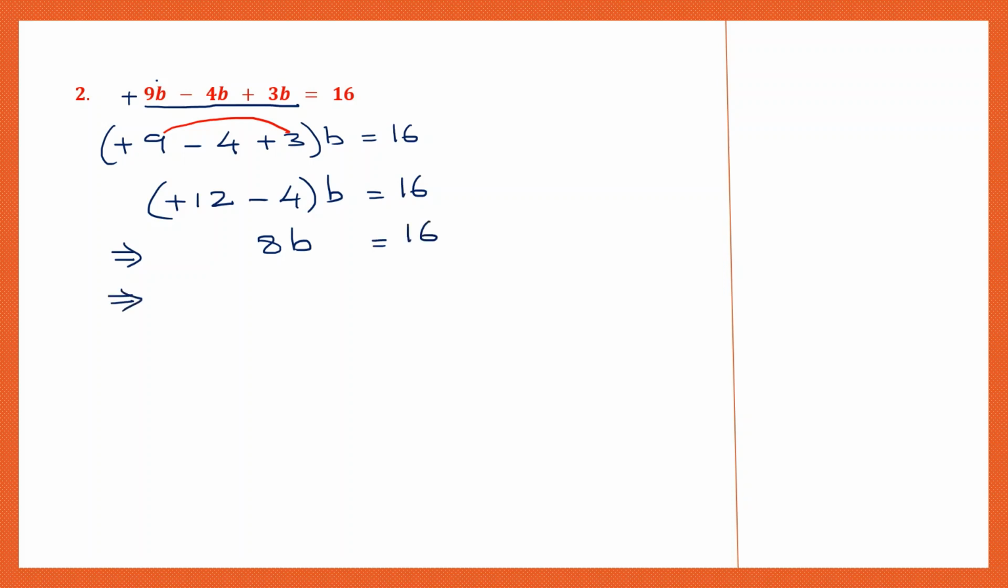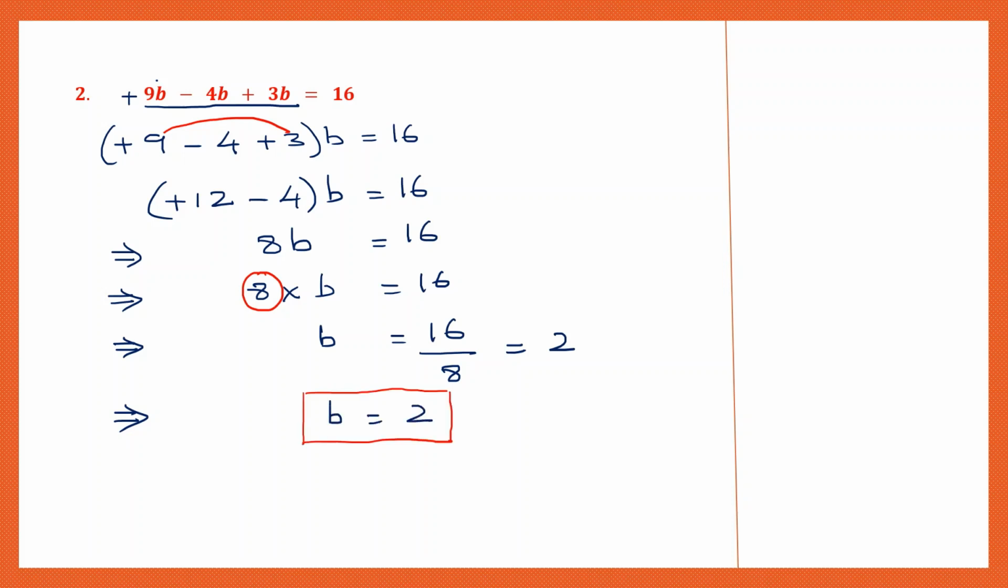Now, what is the meaning of 8b? 8 into b. 8 into b is 16. So now we can find the value of b. That is 16 divided by 8, because I have transposed 8 from the left hand side to the right hand side. And on the left it is multiplication, so when it came to the right, it has become division. Now 16 divided by 8, 8 twos are 16. So now we have found the value of b. b is equal to 2. So we have the answer here. b is equal to 2.